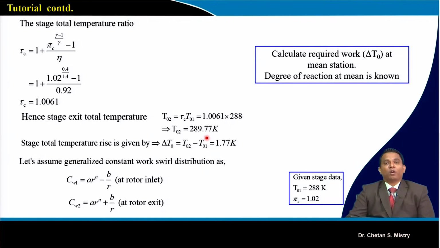At this moment we have no idea how the whirl velocity component is distributed. So we can safely assume a generalized constant work distribution. We can say Cw1 is a into r to the power n minus b by r, that is what we consider at the entry or rotor inlet. Cw2 is a into r to the power n plus b by r at exit.